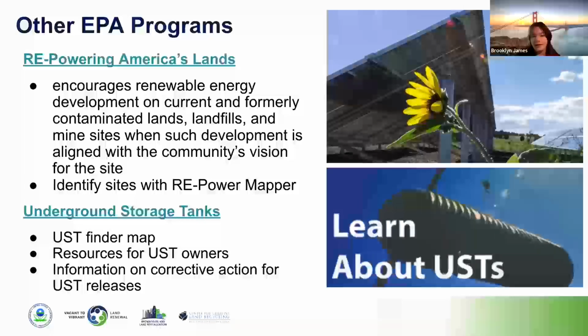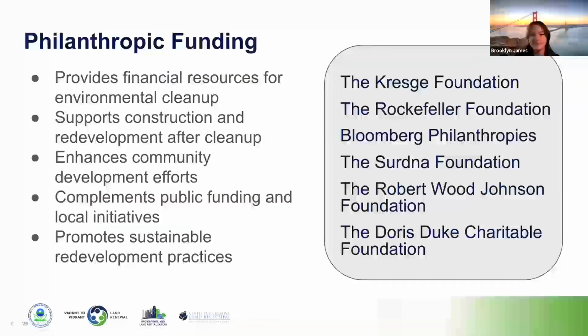They also have a mapper that helps you identify sites that could be potentially good for renewable energy projects like solar farms. And then I also wanted to talk about the underground storage tank program. So they have a database that can help you find known USTs. They also have other resources for underground storage tank owners with more information on how corrective actions are taken for any releases or leaking tanks. Okay, next slide.